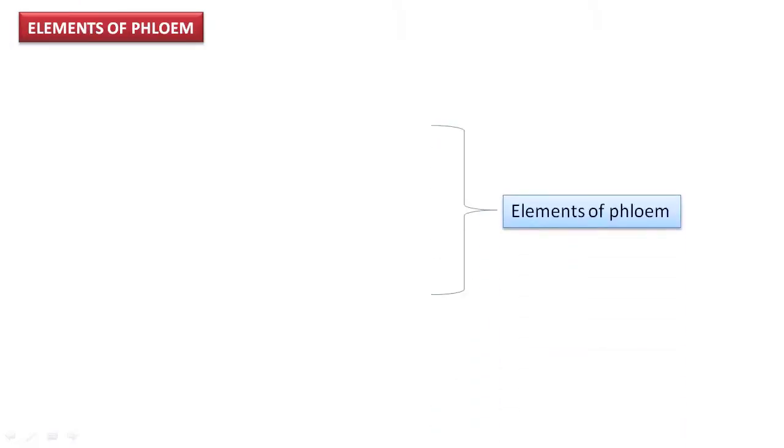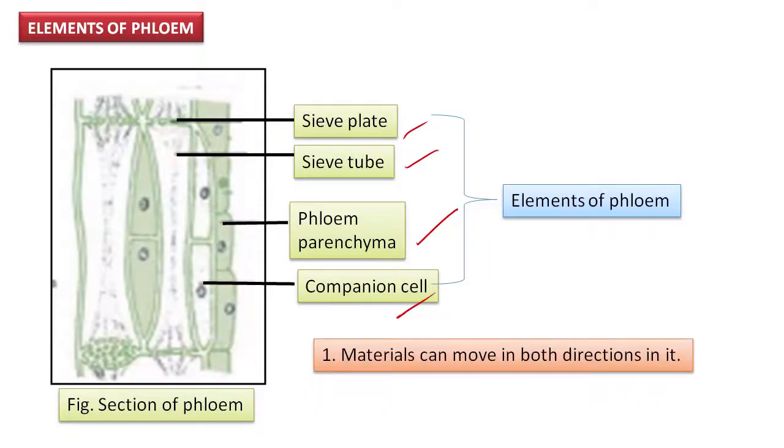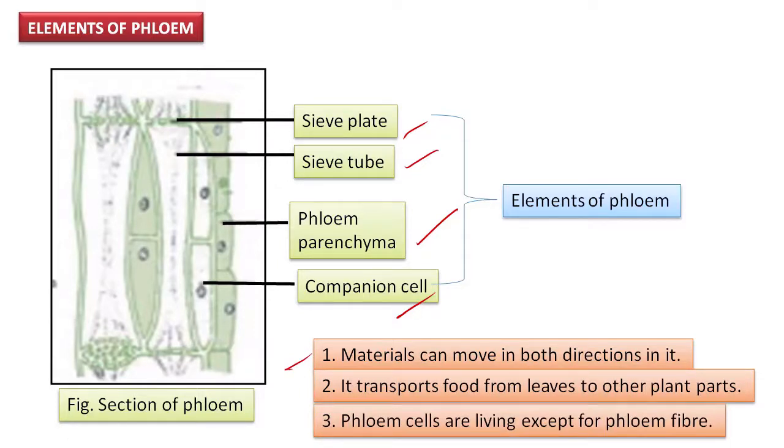What are the elements of phloem? The phloem elements are sieve plate, sieve tube, phloem parenchyma, and companion cell. The function of phloem is that material can move in both directions in it. It transports food from leaves to the other plant parts, and phloem cells are living except for the phloem fiber. They are dead cells.